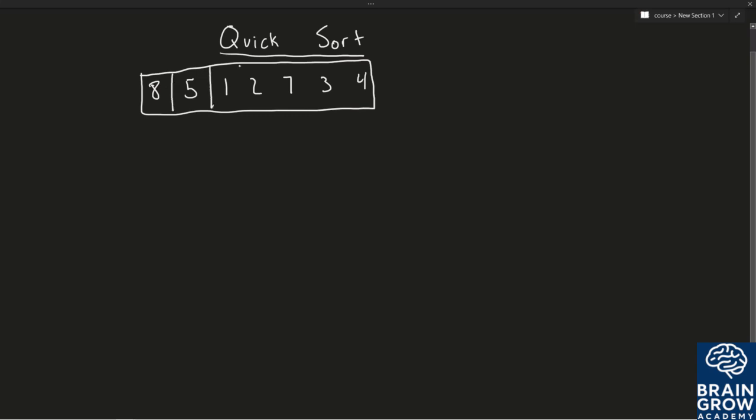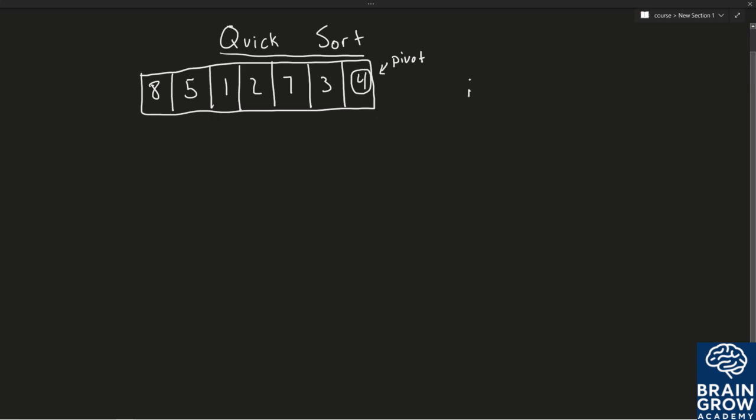And in here, we need to have something called a pivot. There are many ways to come up with a pivot, but for simplicity, I'm going to make the last element in our array the pivot. So in this case, 4 is the pivot.